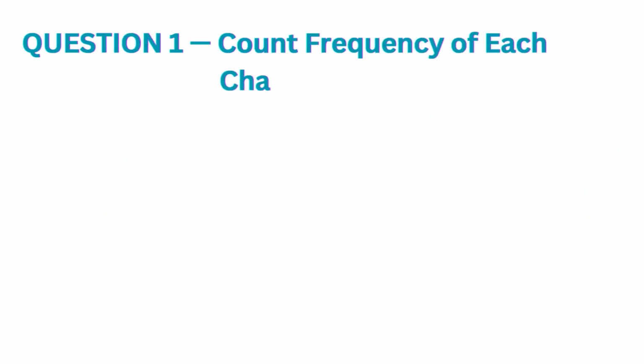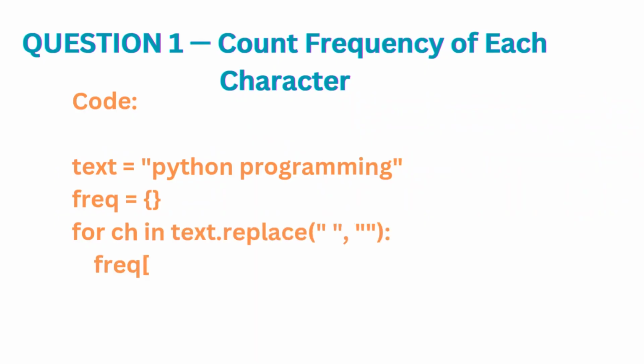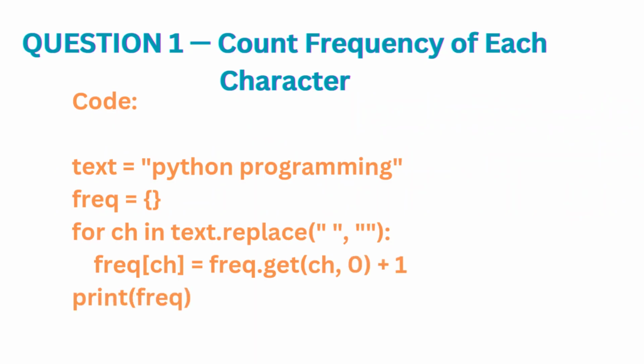We have to use a dictionary to count character frequency and then the get function simplifies the counts. So the code will be text equal to "Python programming" and frequency should be empty first. For character in text.replace and frequency of character should be frequency.get(character, 0) + 1, that should print the frequency.